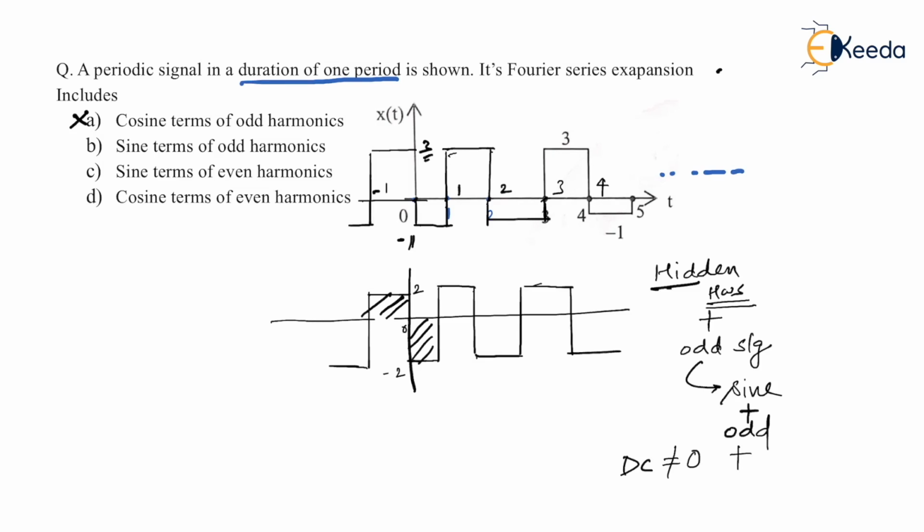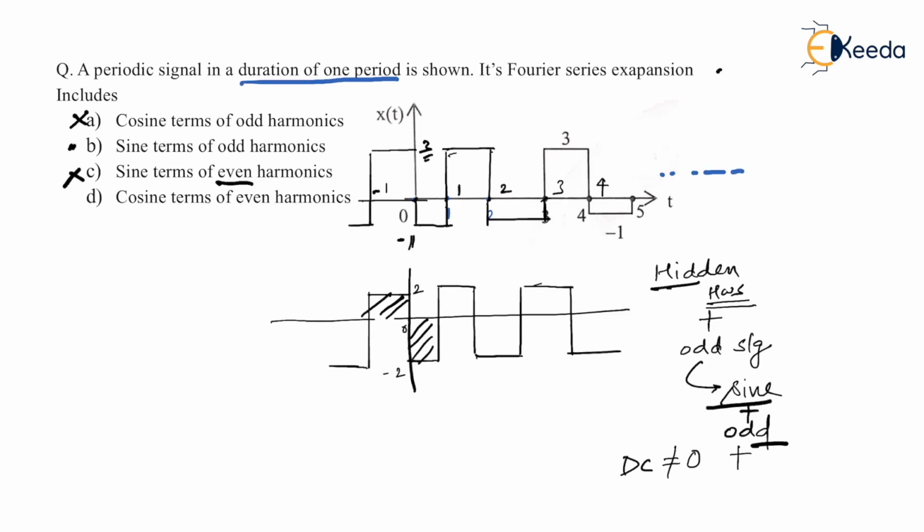Option B says sine terms with odd harmonics. Yes, of course we have sine along with odd. So yes, this option B is acceptable, but as I said, you should go through the other options also. Option C says sine terms with even harmonics. Of course, this option is wrong because it claims even harmonics.